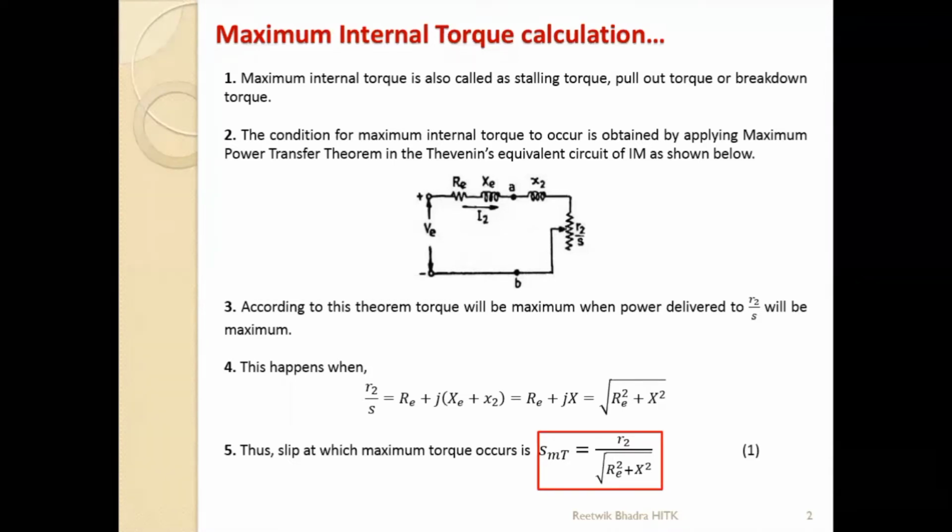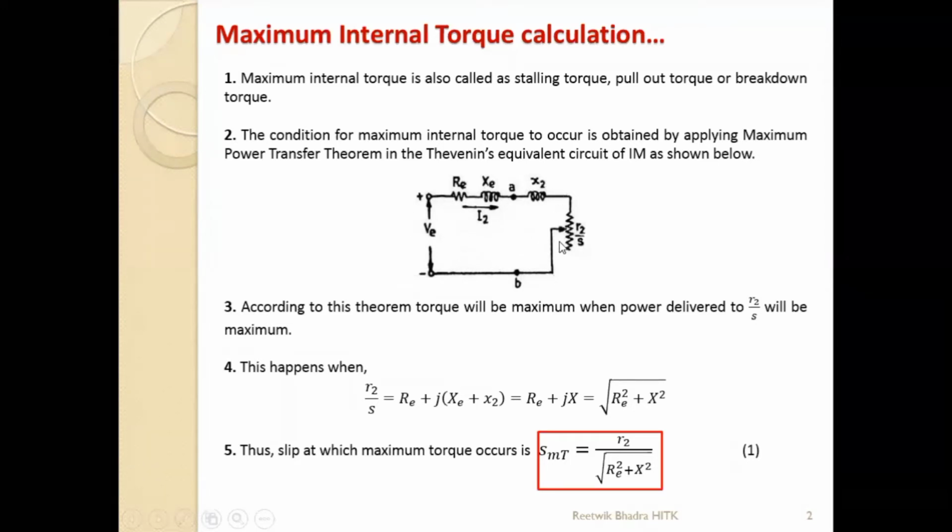Now what happens in the maximum power transfer theorem? If in a load maximum power is to be transferred, what is my load? R2 by S. Then this R2 by S, which is nothing but your load value, should be equal to the magnitude of the total impedance Re plus jX of the rest of the circuit. So Re plus jXc plus X2 will be the total impedance of this side. If maximum power is to be transferred, this R2 by S should be equal to the impedance of this circuit only.